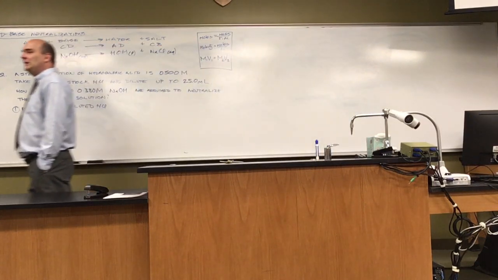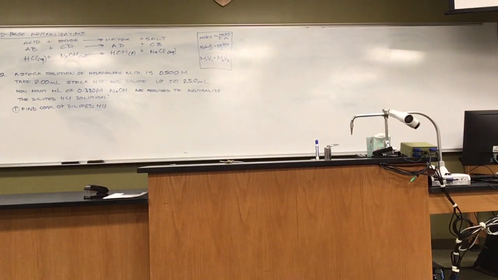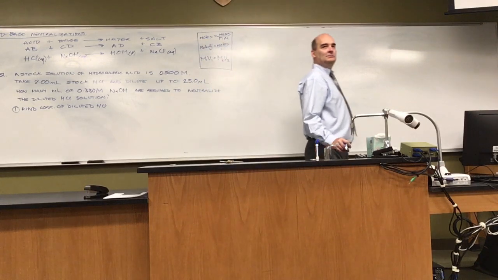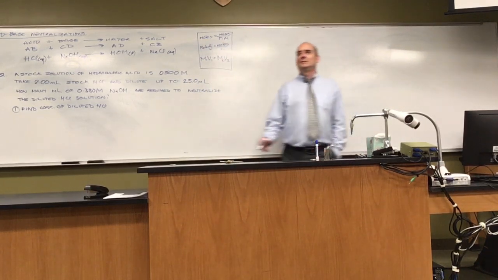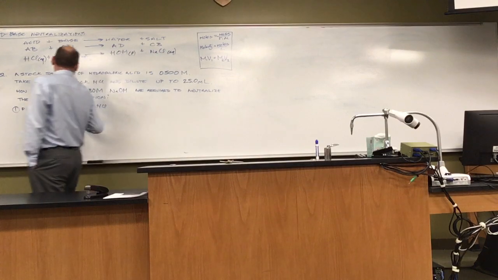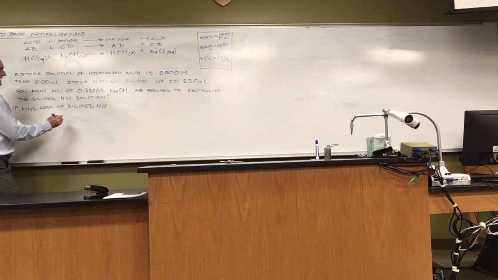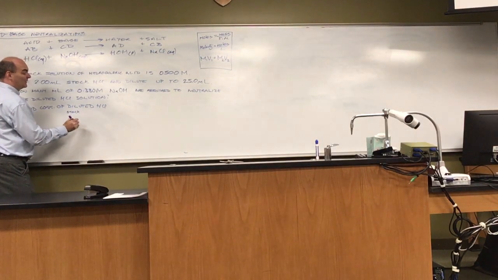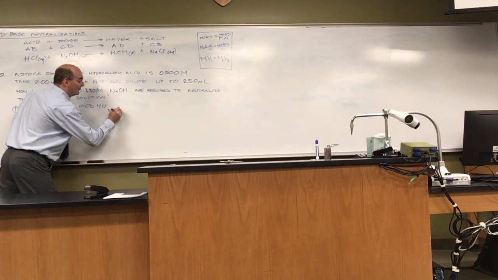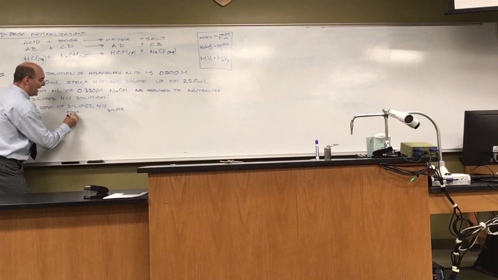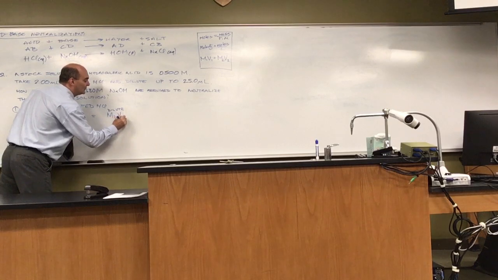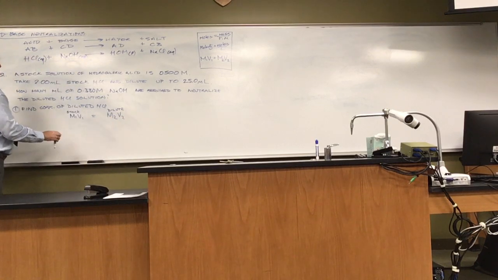This question reads a lot more complicated than it is. It is M1V1 equals M2V2, followed by, oh, M1V1 equals M2V2. Find the concentration of the diluted HCl. On one side I'm going to have the stock, and on the other side I'm going to have the dilute. This will be M1V1 equals M2V2.